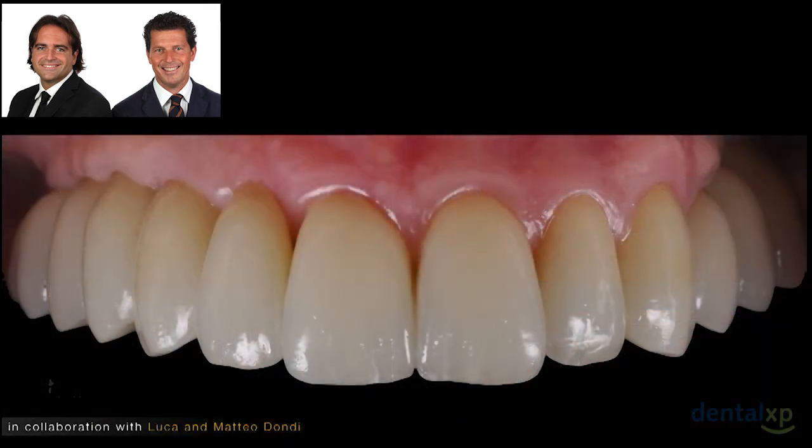Here is the final restoration completed and cemented. Note how, thanks to the appropriate management of the corrective surgical therapies, the prosthetically guided implant placement, and the correct soft tissue management, it has been possible to rehabilitate a very challenging case of partial edentulism with an aesthetic and a functional success.